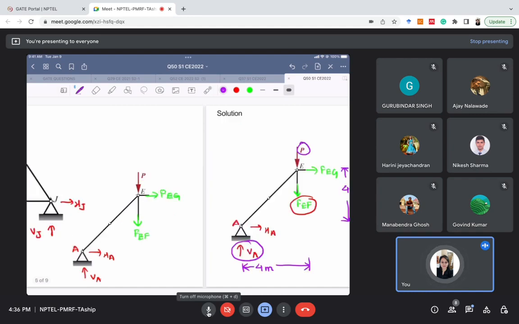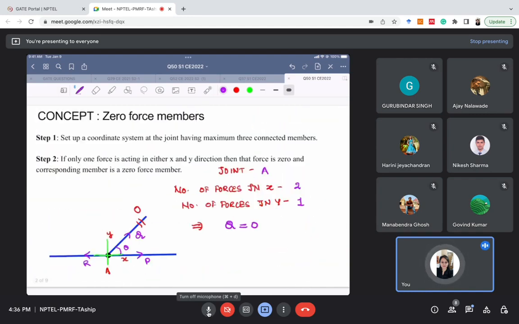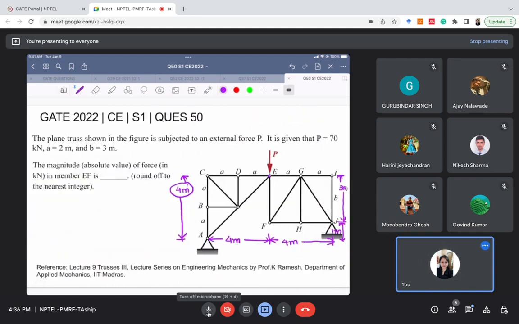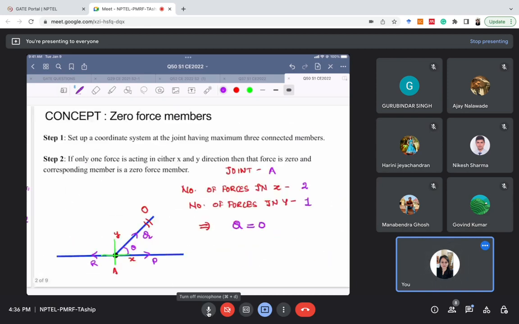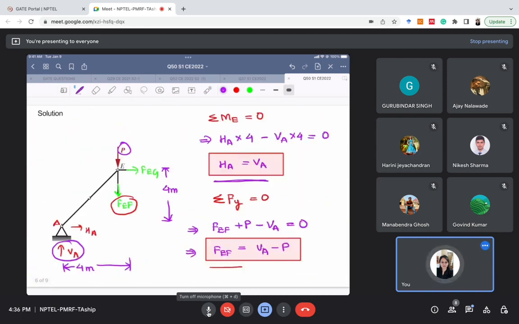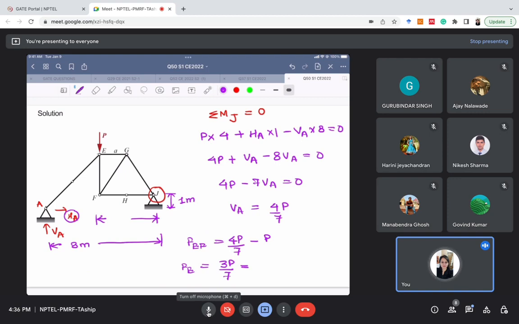What is the value of P which is given to us? The value of P which is given to us is 70 kilonewton. So we'll put the value of P here now. So FEF we get as minus 30 kilonewton. So this is our final answer.